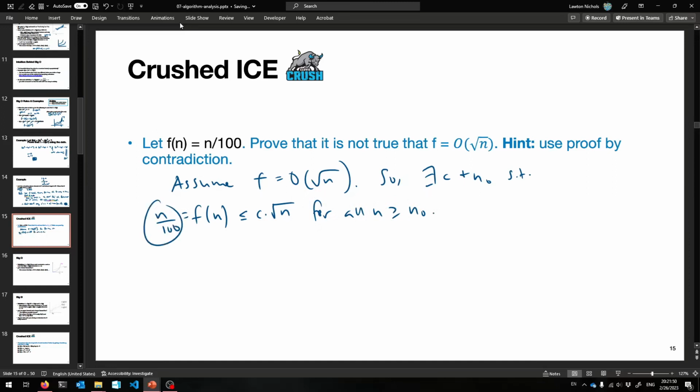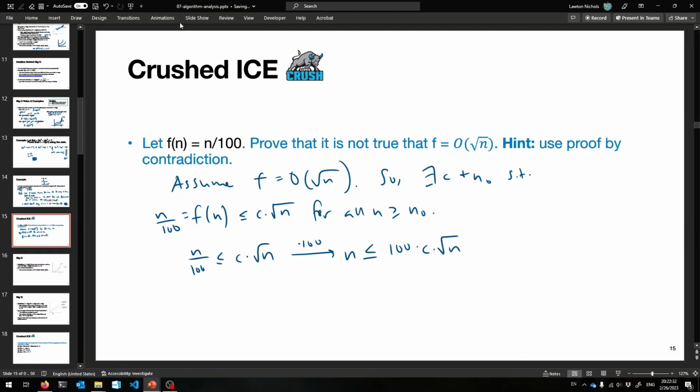So we know that n over 100 is less than or equal to c times square root of n for all n greater than this n naught that we assume we have, all right? So we know that this is less than or equal to this. We can derive a contradiction from that. We can get rid of the 100 by multiplying. So let's do times 100 on both sides. That gives me n less than or equal to 100 times c times the square root of n.